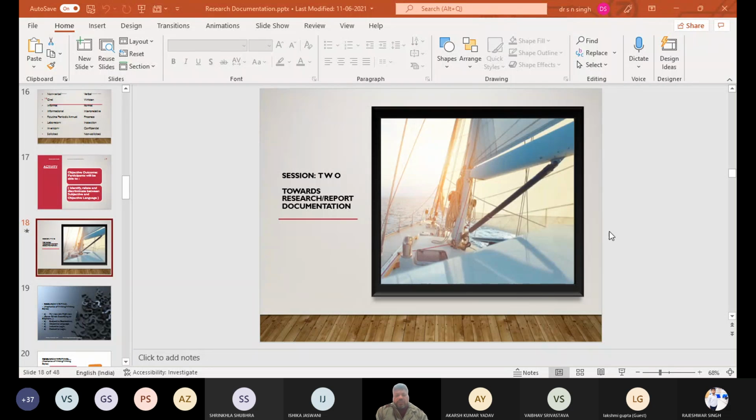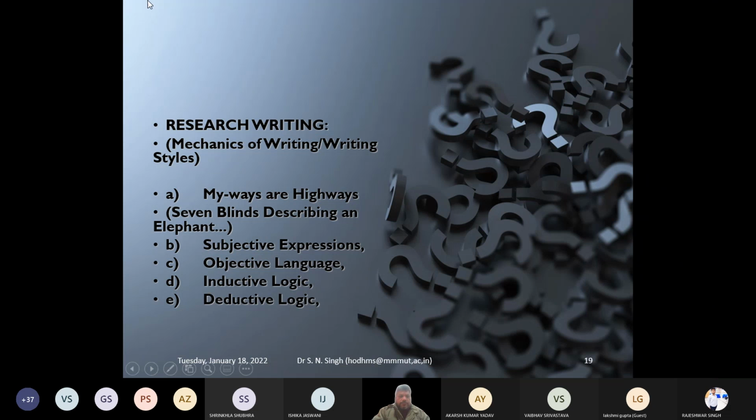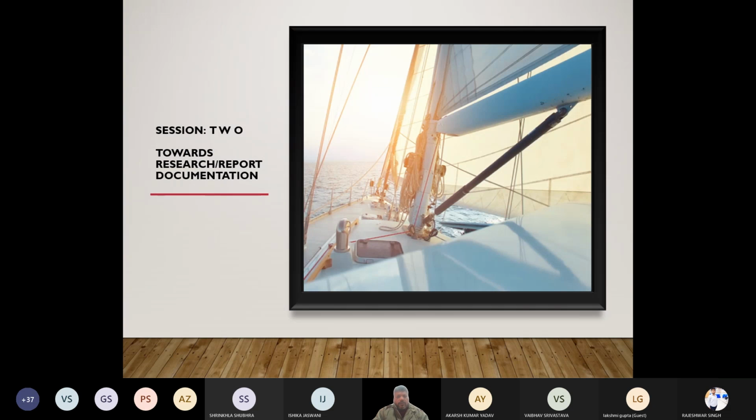Are you able to see the screen? Yes, sir. So session 2 starts from this point, and you are visualizing the slides. What is session 2? Just let me know what is the title you can see from here.